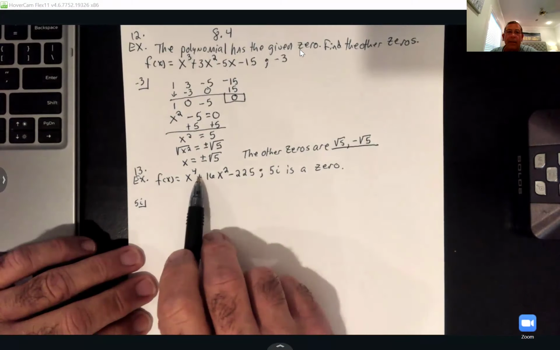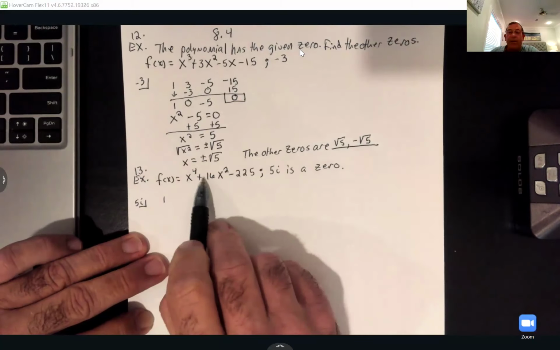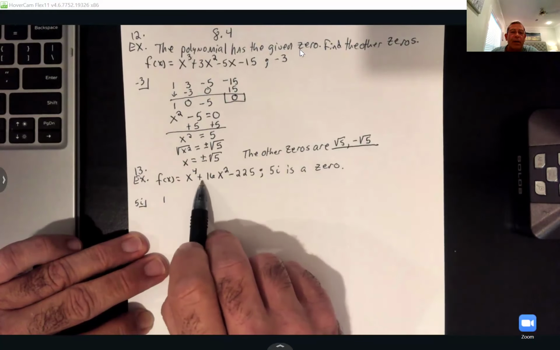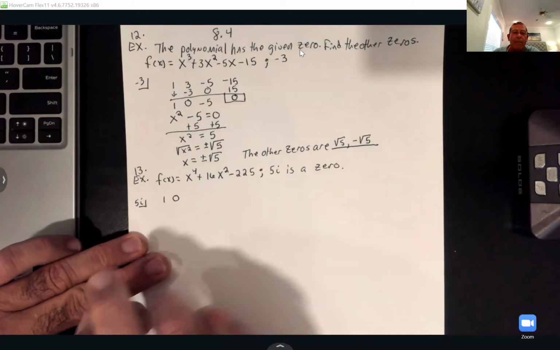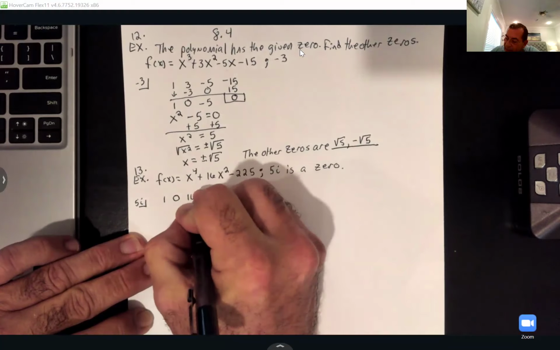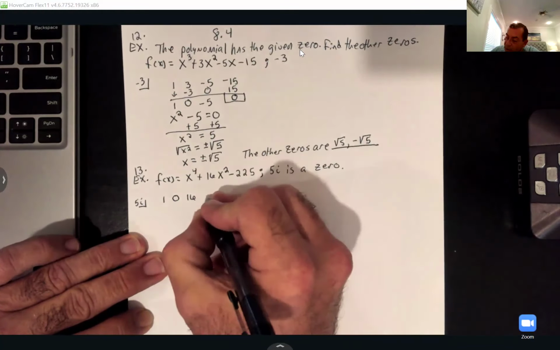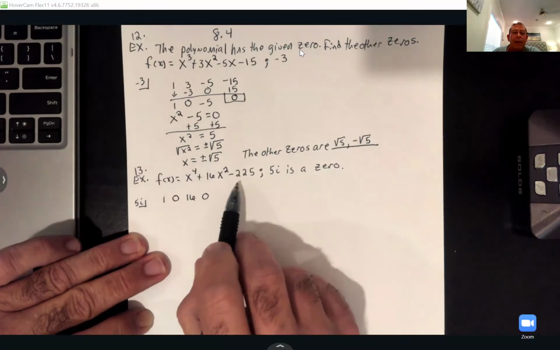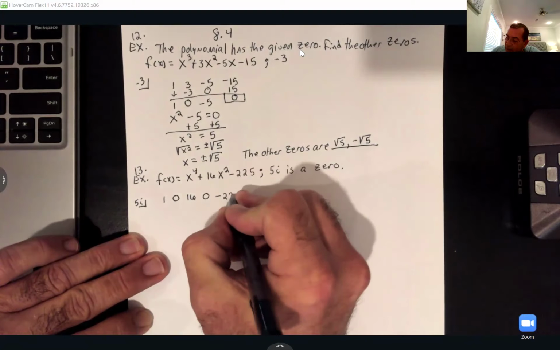Now, notice I got my x⁴ term, which is a 1. There's not an x³ term, so I'm going to put a 0. The x² term has a 16. There's not an x term, so I'm going to put a 0 for the x term. And then the constant number is a negative 225.